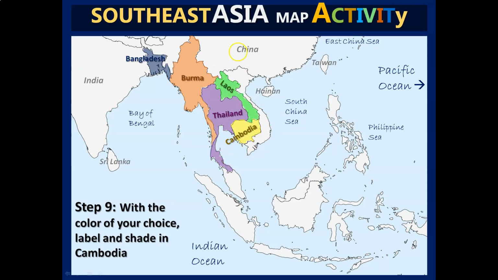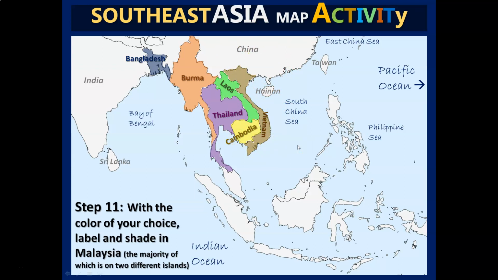Next, with the color of your choice, label and locate Laos. Laos is right here. With the color of your choice, label and shade in Vietnam. Vietnam is located right here. So there you go. And Malaysia. Malaysia is actually located down here in two separate parts. Make sure that you label and color both parts.